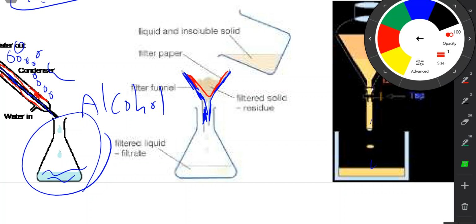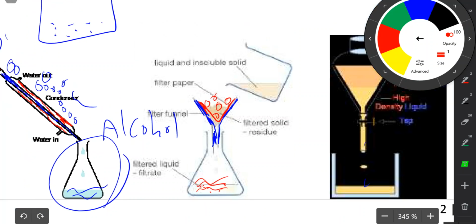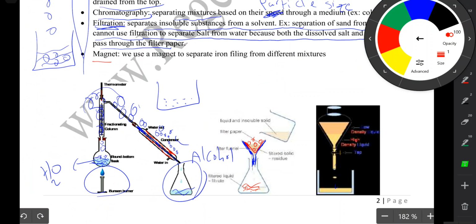Very large particles will not make it through this filter paper. Dissolved particles will make it through the filter paper. So dissolved salt will make it through with the water, while the sand, very large particles, will get stuck on top of the filter paper. Lastly, a magnet. You can use a magnet to separate iron filings from different mixtures. So obviously a magnet will be able to attract iron.